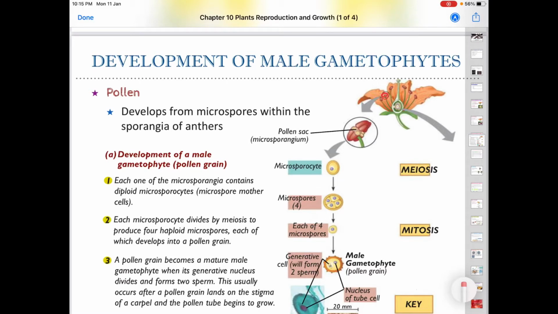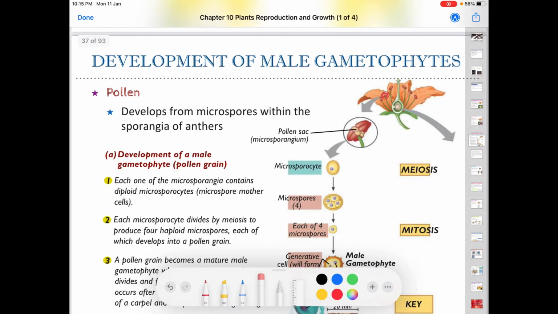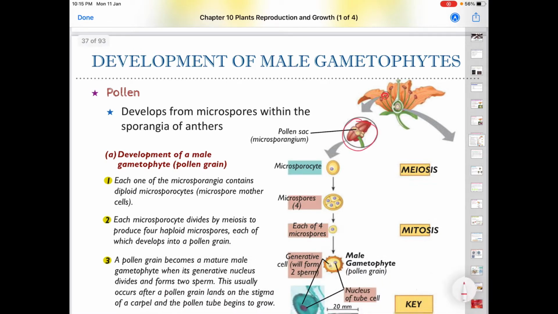In the development of the male gametophyte, it starts with pollen. This pollen develops from the microspore contained in the sporangia of the anther. This is the anther, which contains a microsporangium for singular and microsporangia for plural. In one microsporangium, there are many microsporocytes.